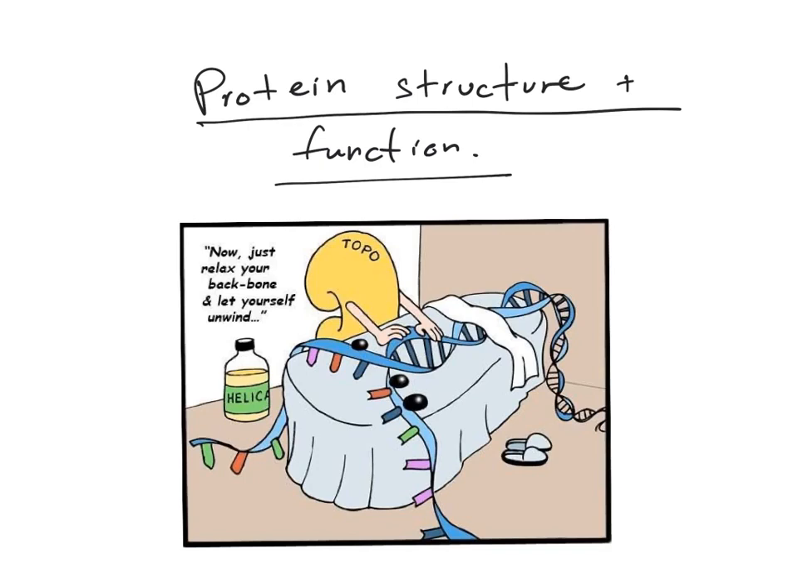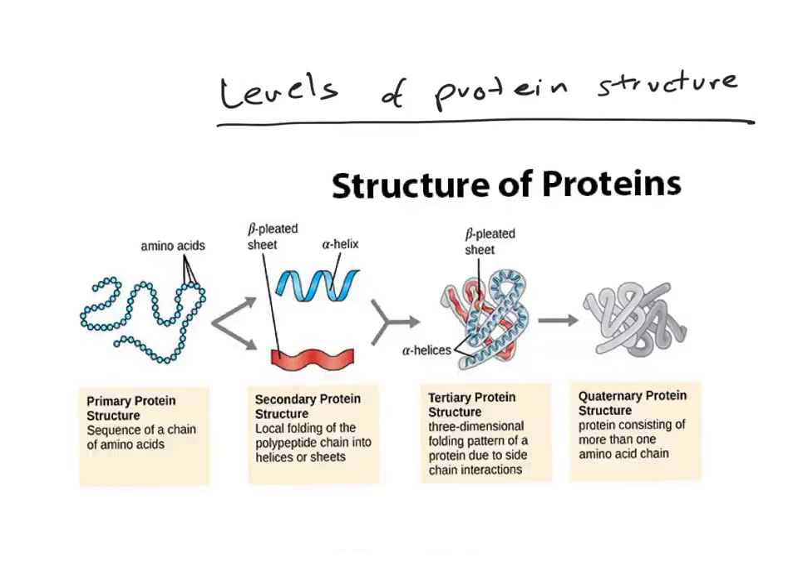In this video, what I'll be talking about is the four different levels of protein structure and how those structures relate to its function with the two different types of protein. So there's four levels of protein structure: primary, secondary, tertiary, quaternary. Primary is your sequence of amino acids in a chain. Your secondary is beta pleated sheet to alpha helix.